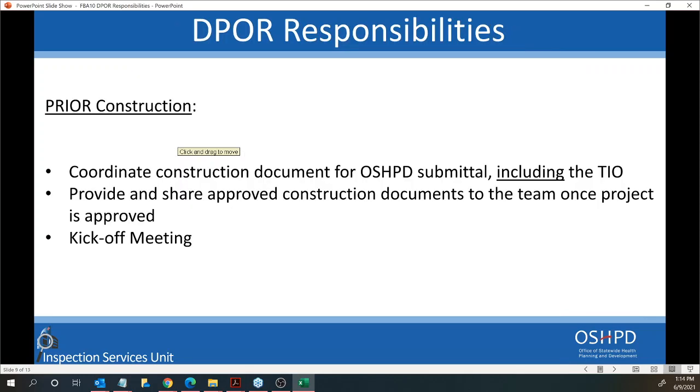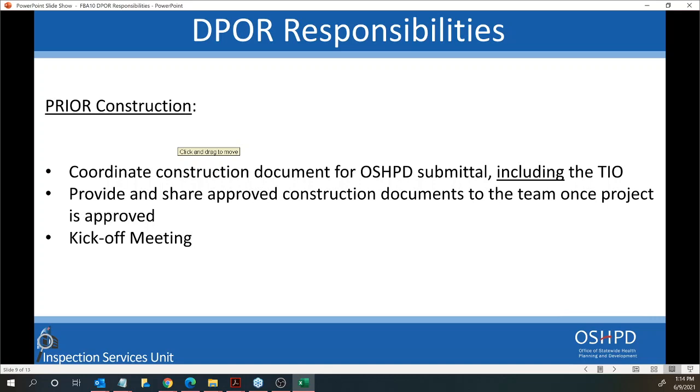So now let's split, in a bigger picture, the project into three big phases: the prior to construction, the during construction, and in the end. Prior to construction, the basic DPOR responsibilities are about coordination in order to prepare the design for the project and submit to OSHPD. Of course, do not forget the TIO, which we presented in several webinars, and we might continue in the future, and it needs to be submitted with the submittal of the project to OSHPD.